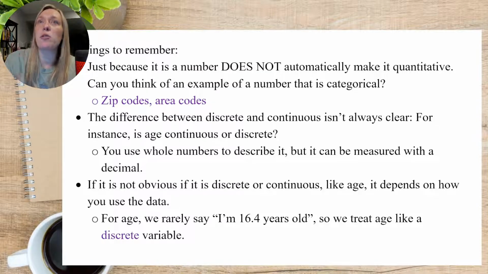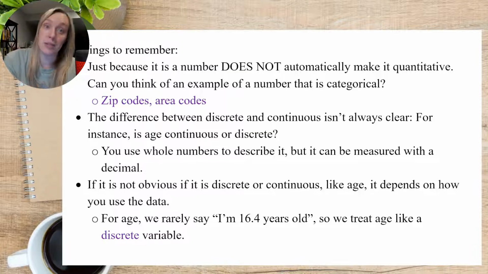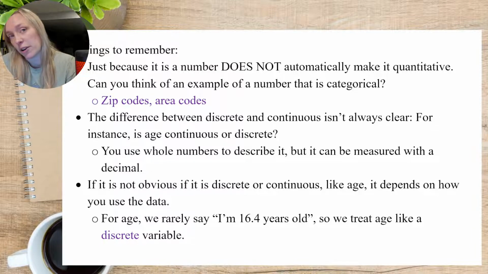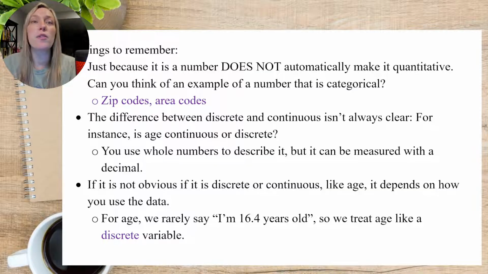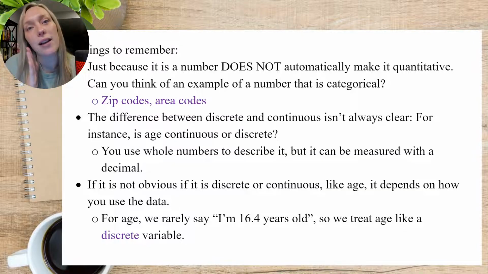So for example, if I'm recording age of individuals, because I don't usually report age as a decimal, like if someone asks me what my age is, I don't say I'm 16.4 years old, right? You usually say I'm 16 years old. So because of that, we treat age like a discrete variable, okay? Even though technically it could probably be continuous. You might run into a few different examples like that in this course. So just know that we're talking about discrete and continuous in terms of a broad general description of variables. There are examples like age that could go either way, but the important thing is, how do you use it?